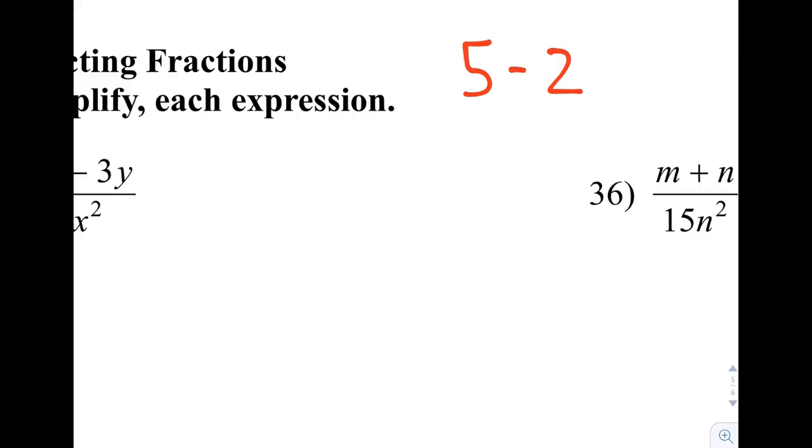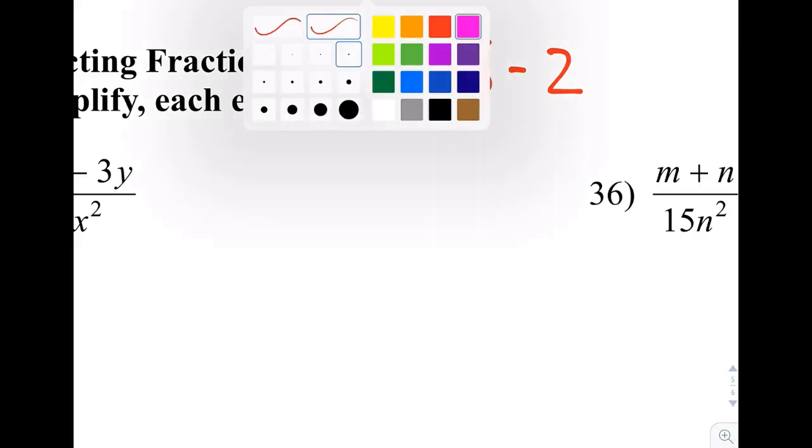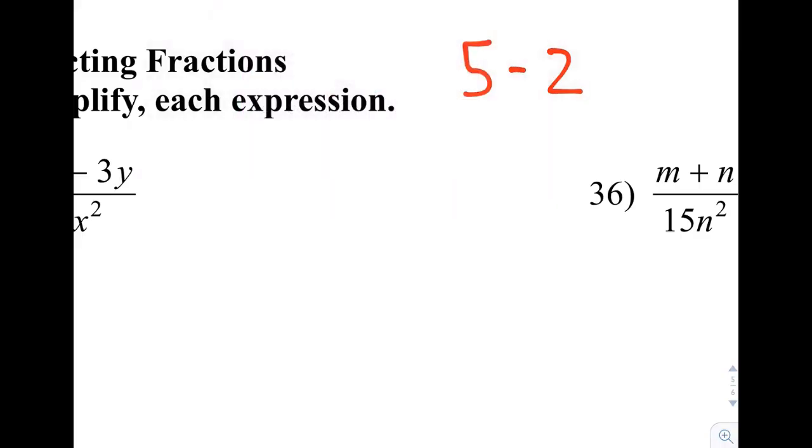Not a very hard problem, but I just want to make the point that it is conceptually exactly the same as 5 plus a negative 2. So if you see something like 5 minus 2, you could change it into 5 plus negative 2 and get the exact same answer of 3. Another quick example off to the side here. If we did 5 minus 2 minus x.